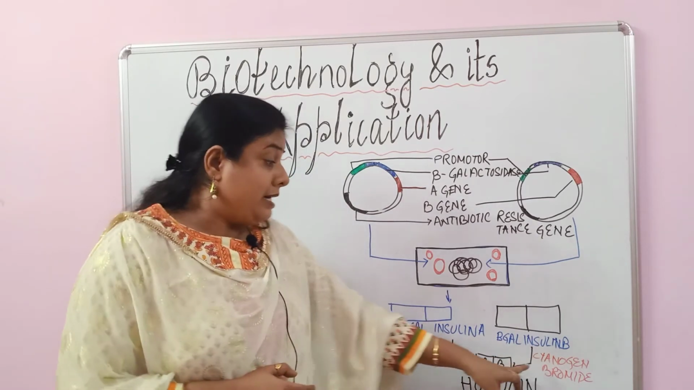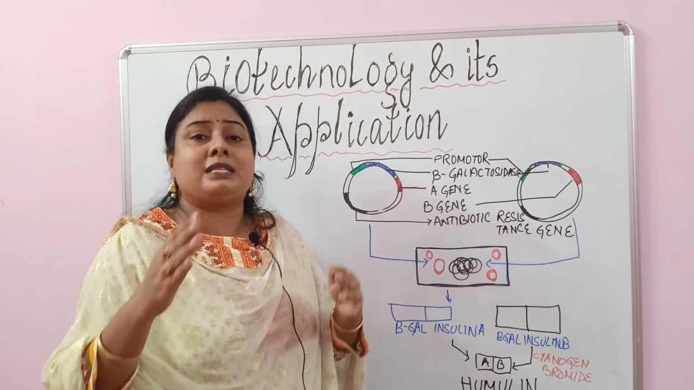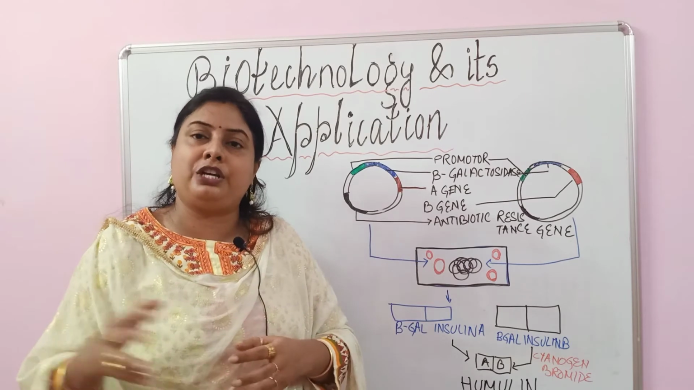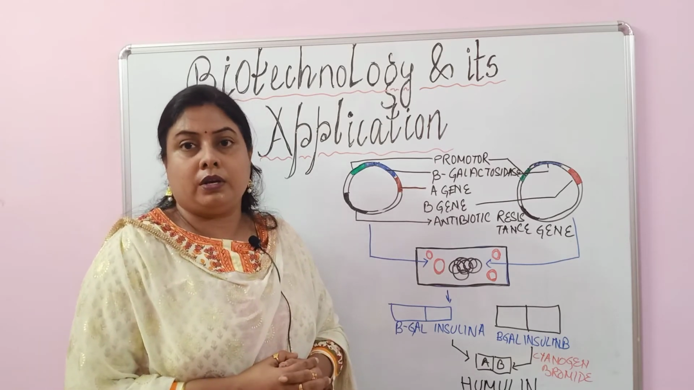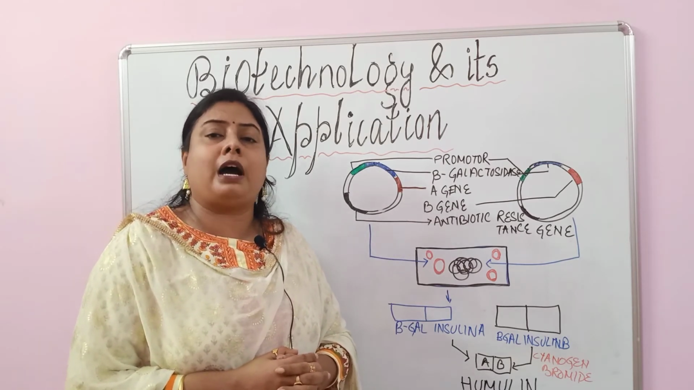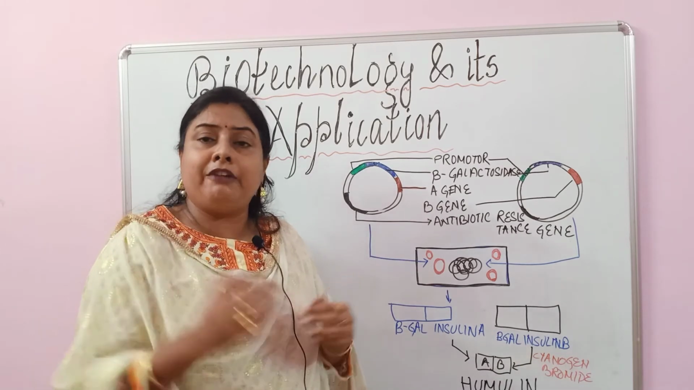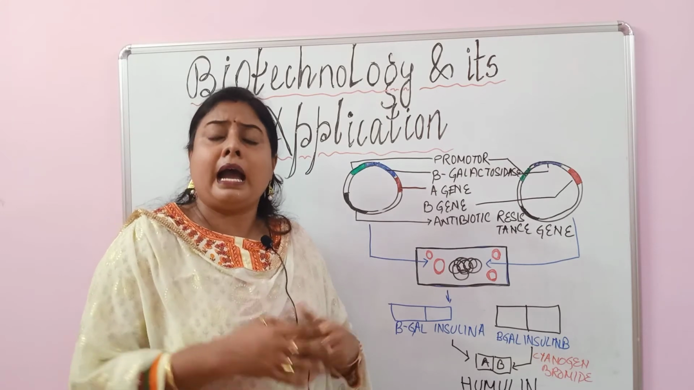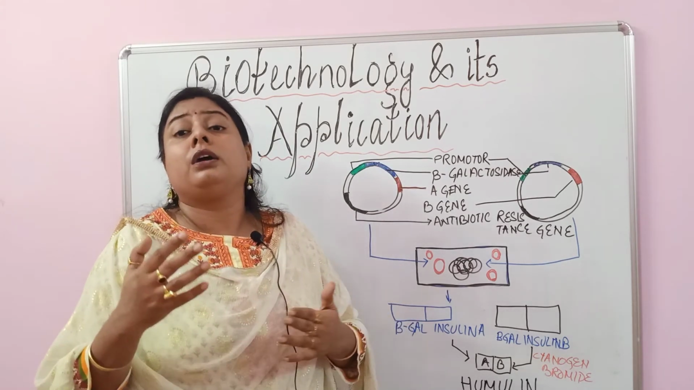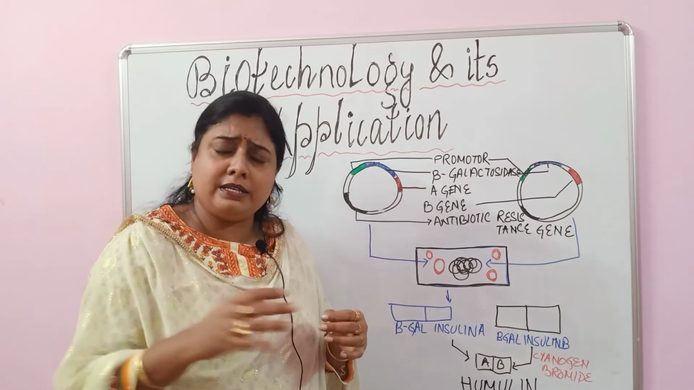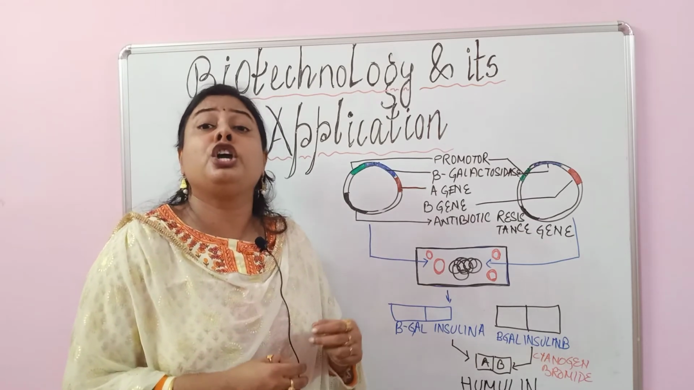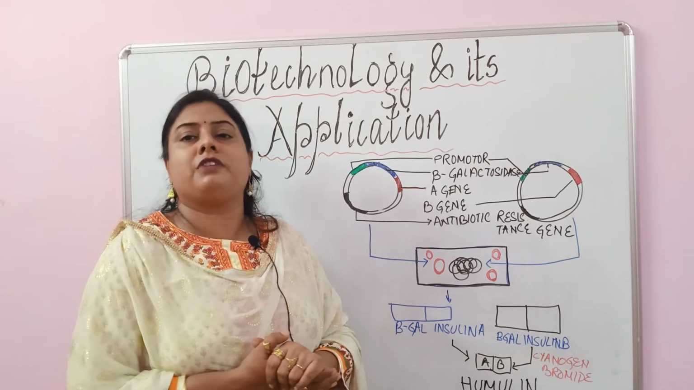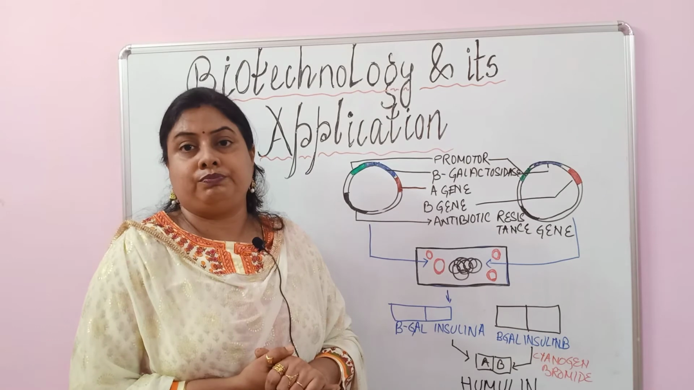Then they are treated with cyanogen bromide to separate the beta galactosidase from the A peptide and the B peptide respectively. Then the A peptide and B peptide are made to combine with each other in the bioreactor. And then synthesized insulin, which is identical to human insulin, called humulin, is extracted or isolated from the bioreactor.